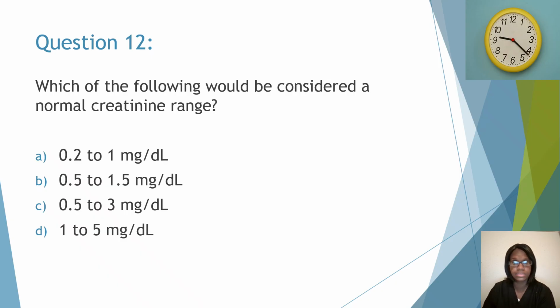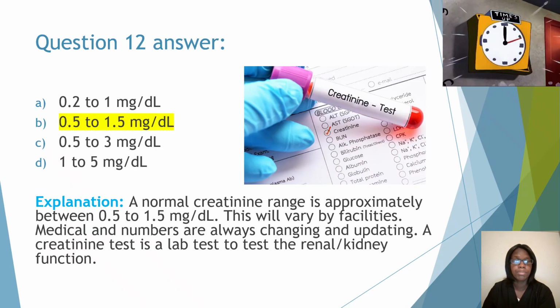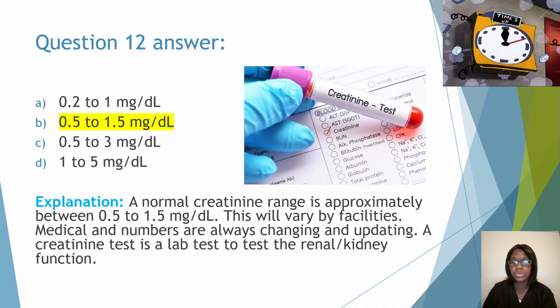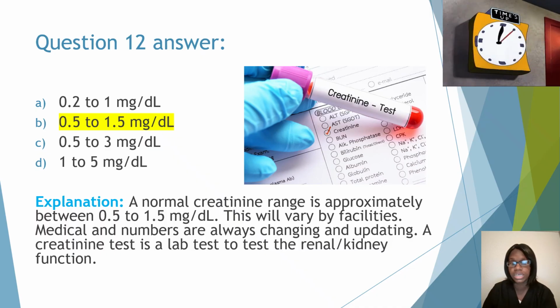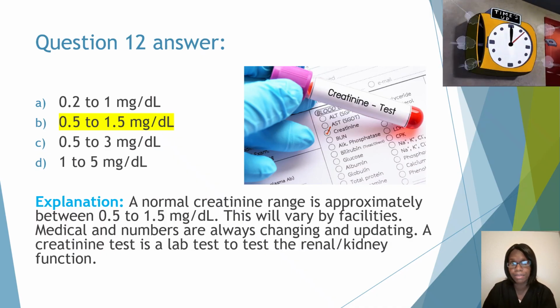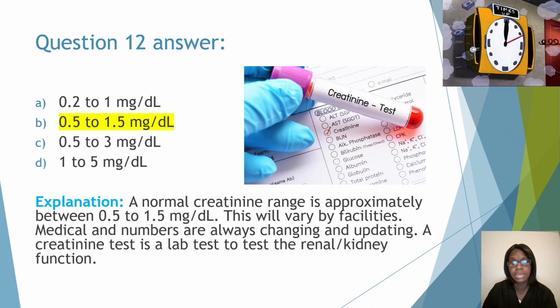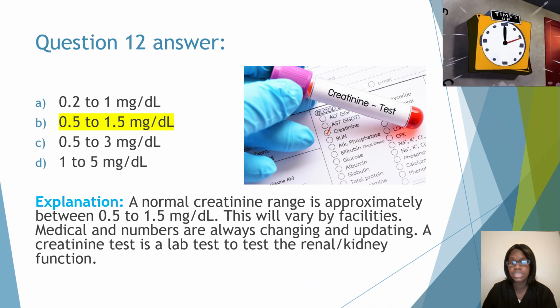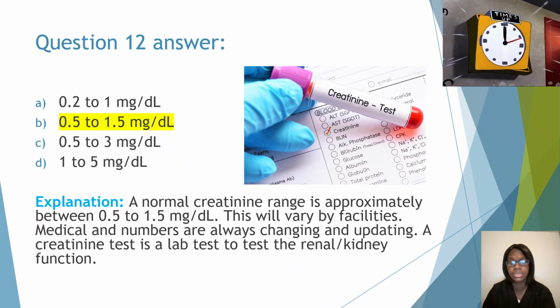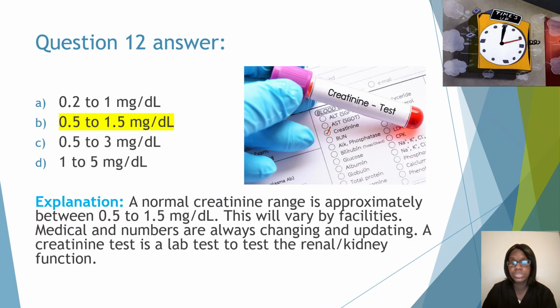Okay, the correct answer is 0.5 to 1.5. A normal creatinine range is used to check for kidney function. A lot of facilities are still doing blood work to check the creatinine before MRI scans. I know at the outpatient clinic setting, they do it before you give contrast. Some hospitals have not been doing the lab check for creatinine, but it is used to test the renal/kidney function.